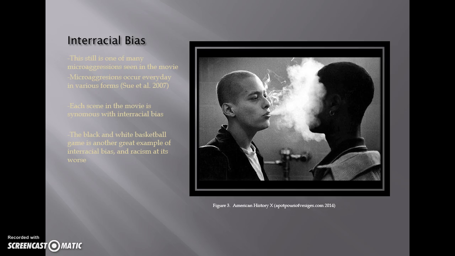Interracial bias is seen throughout this movie. The picture you see in front of you is a form of micro-invalidation, which is defined by Sue and others in 2007 as communication that negates or nullifies the psychological thoughts or feelings of people of color. Blowing smoke in somebody's face shows that you don't regard the other person as equal to you.